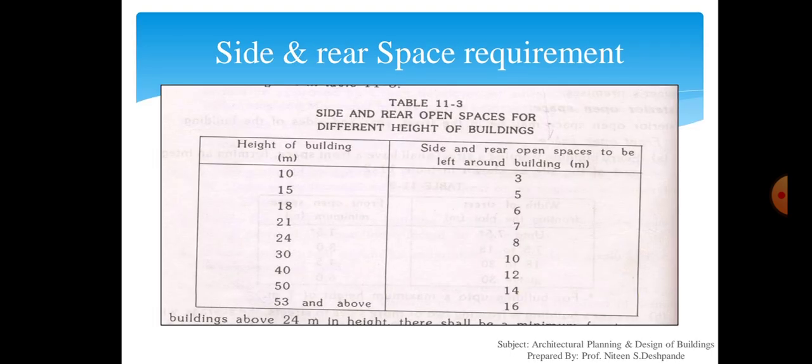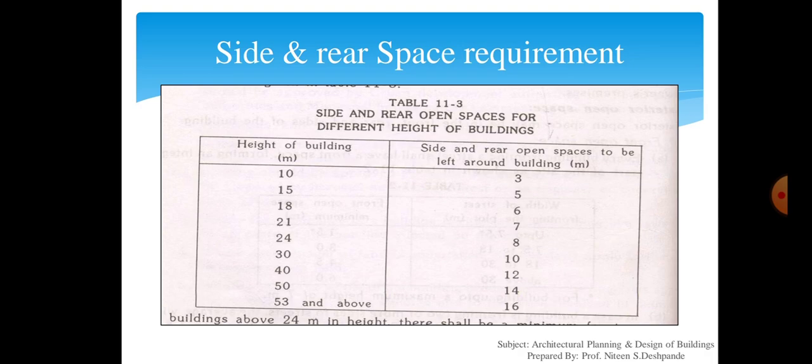Now similarly there are requirements or criteria for side and rear open spaces for different heights of residential buildings. So it depends upon the height of the building. For 10 meters, the side and rear open space to be left around the building is 3 meters. For 15 it is 5. For 18 it is 6. For 21 it is 7. For 24 it is 8 meters.